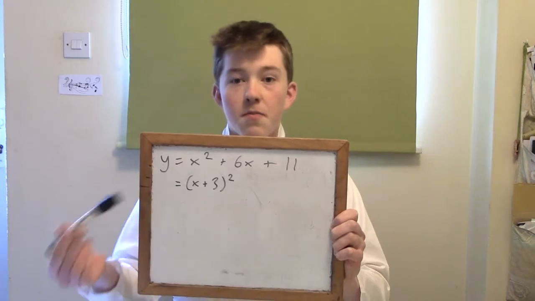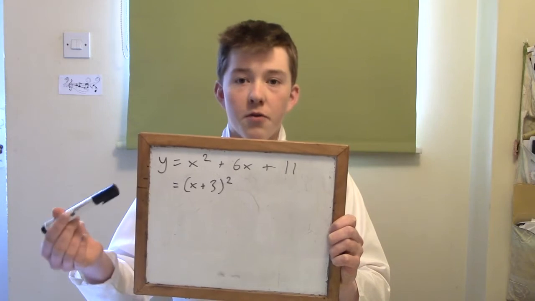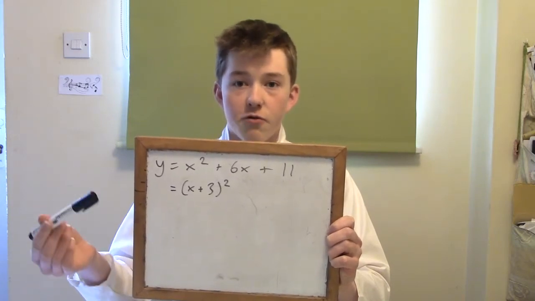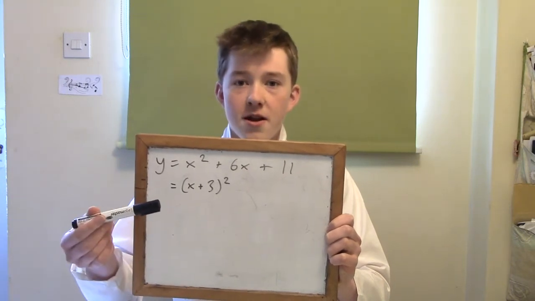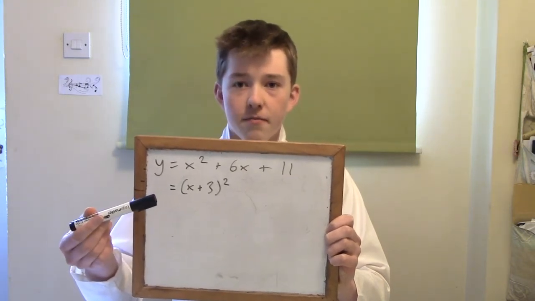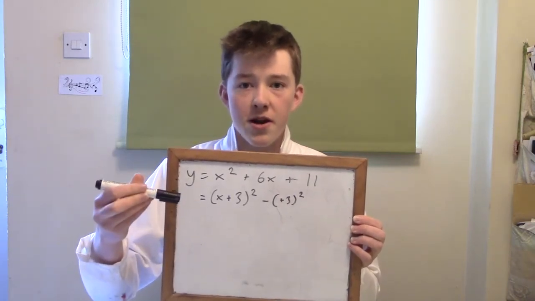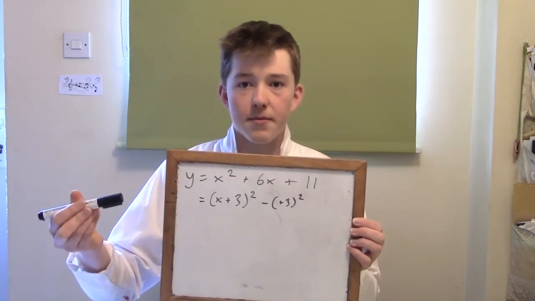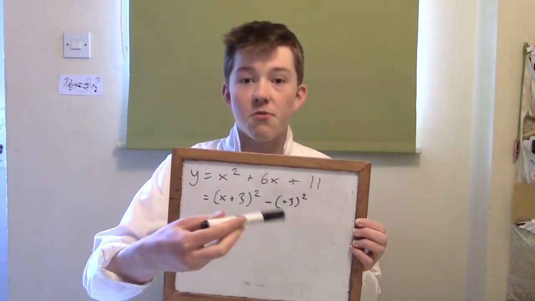Then, on the same line of the equation, we need to put that same number again, so half of the b coefficient, in this case 3, into a bracket, square that bracket, and take it away from the first bracket we have. So, for example, minus 3 squared, which we're taking away from x plus 3 squared. Then we have to add the c constant onto the end, so plus 11.